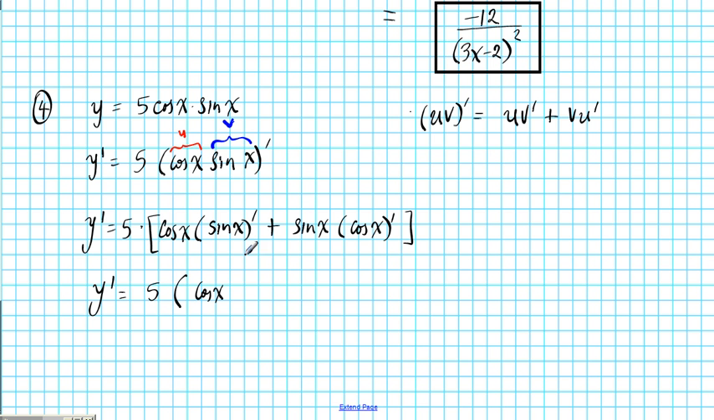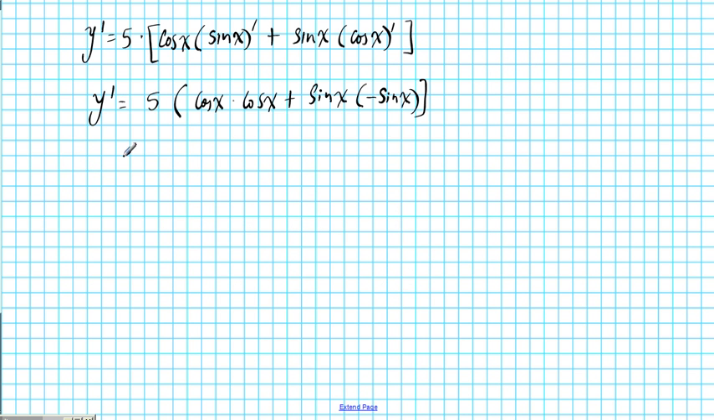Derivative of sine is cosine, times cosine x, plus sine x. The derivative of cosine is negative sine x. Alright? Now, if we simplify further, we're going to have y prime equals 5 cosine square x minus sine square x.